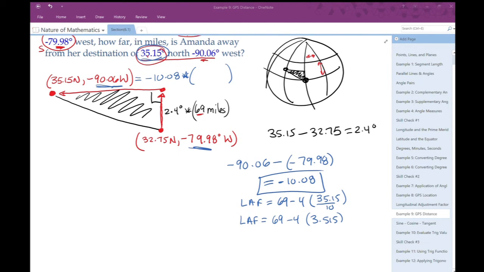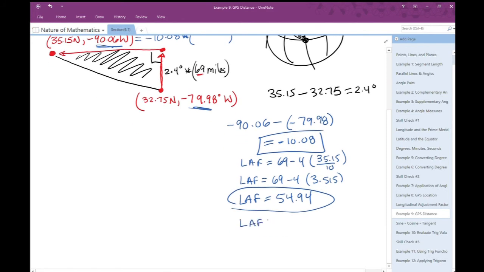69 minus 4 times 3.515. Excuse me, that didn't compute. 3.515 times 4. Okay, 69 minus 14.06. For whatever reason, I was not getting that out from the calculator correctly. 54.94. Generally, the book has you just round to the nearest mile, just to keep it simple.